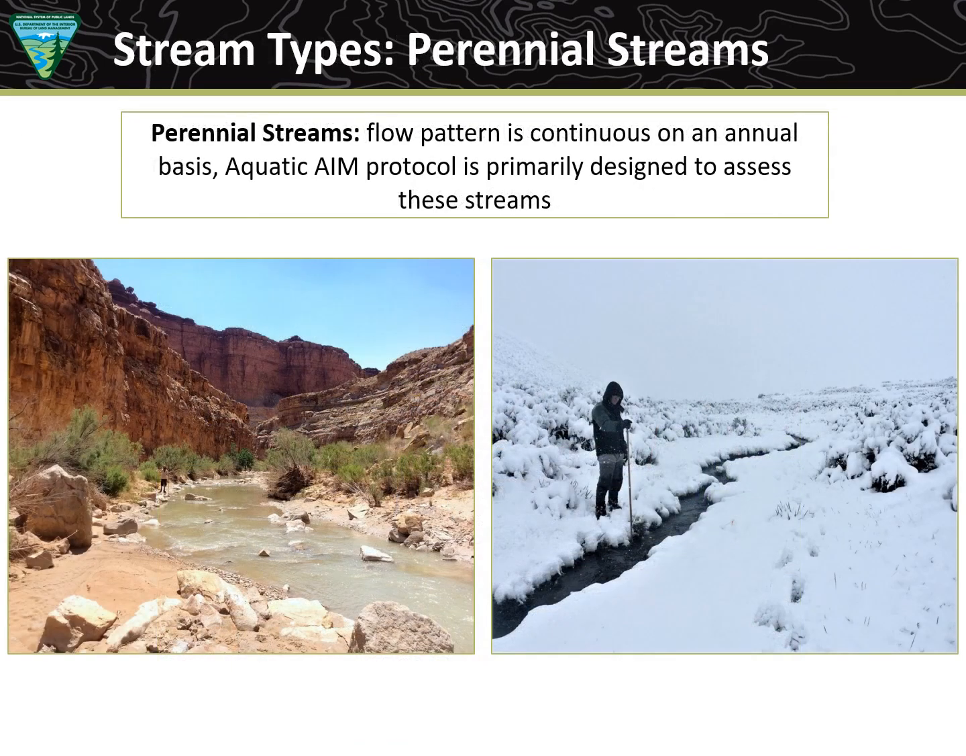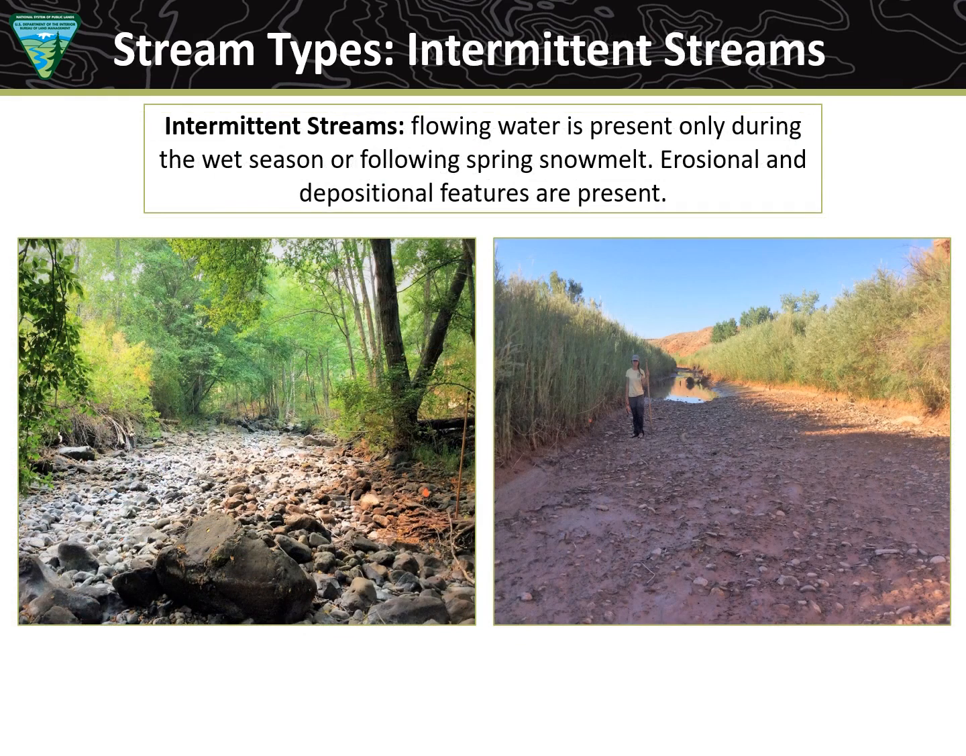The Lotic AIM Protocol is primarily designed to assess the condition of perennial streams. Perennial streams have a flow or discharge pattern that is continuous on an annual basis, while intermittent and ephemeral streams do not flow as often and therefore can have different physical characteristics and ecology. Intermittent streams have flowing water during the wet season or following spring snowmelt.